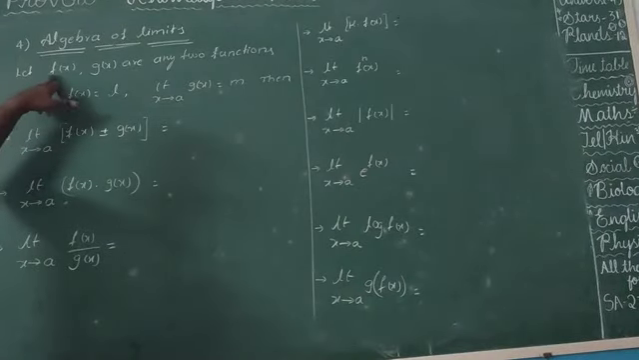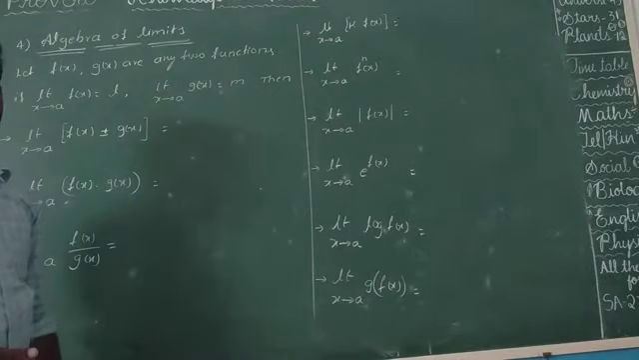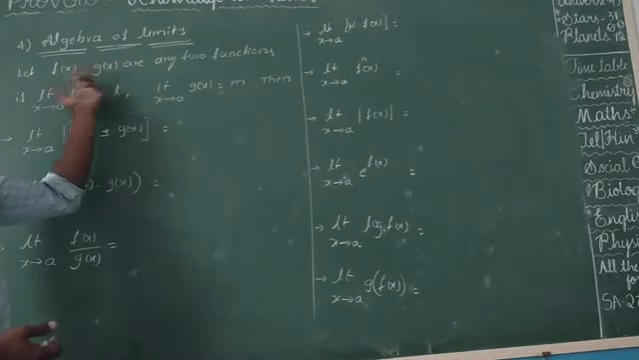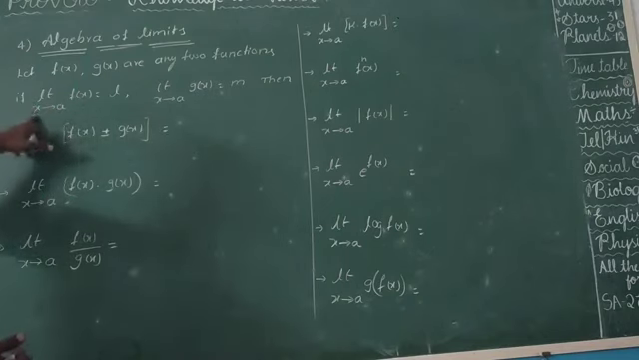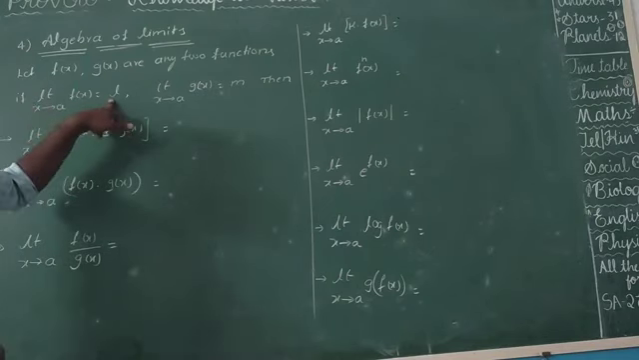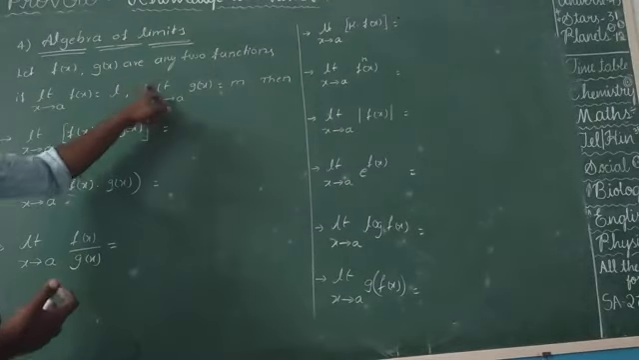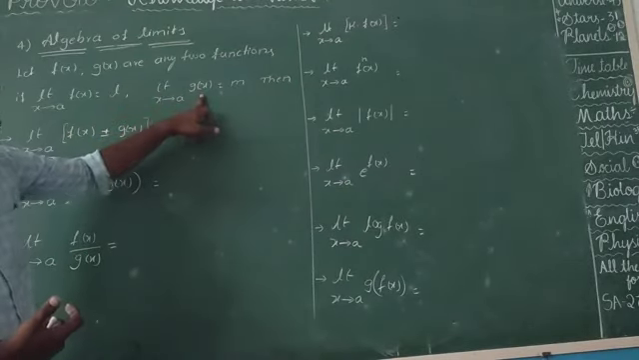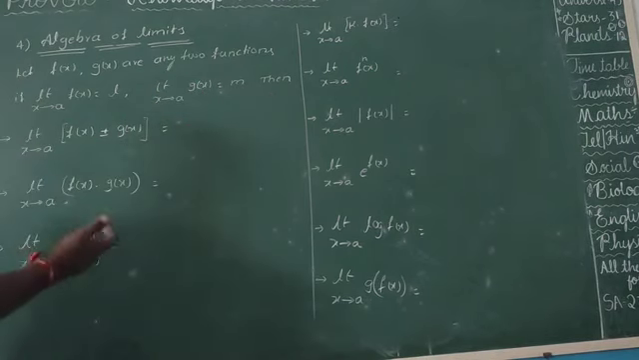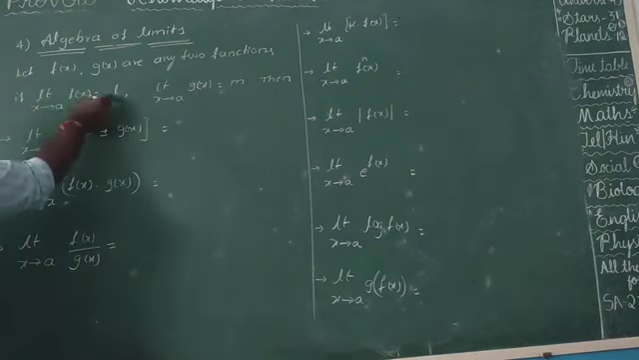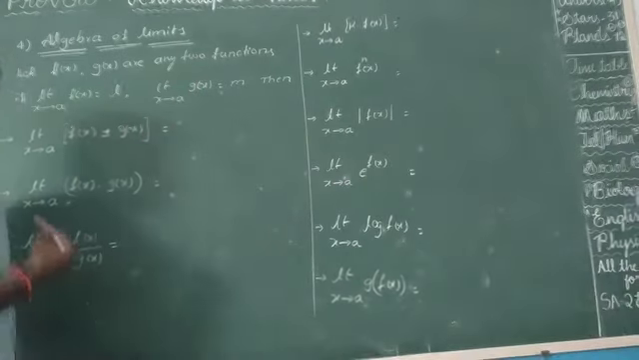For example, let f of x comma g of x be any two functions. If limit x tends to a, f of x is equal to some value L, the function value is going to L. And limit x tends to a, g of x, that limit of the function is going to M. So limit x tends to a, f of x is L, and limit x tends to a, g of x is equal to M.